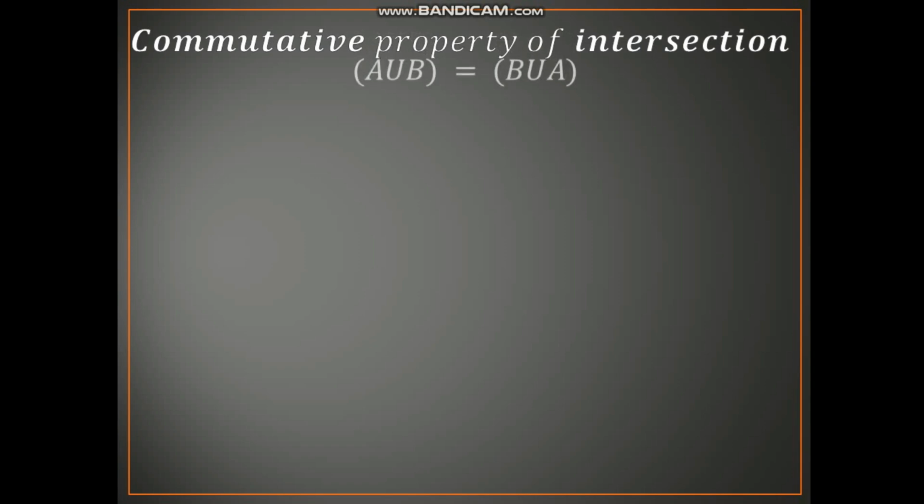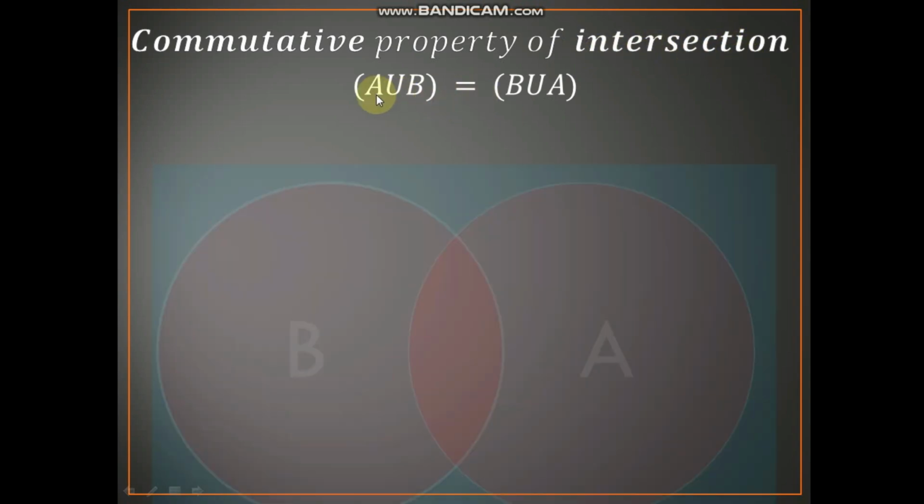So we are going to commutative property of intersection. There is a little mistake because we have to write union here, so you have to make a correction. This is a union operation. So A union B is equal to B union A.